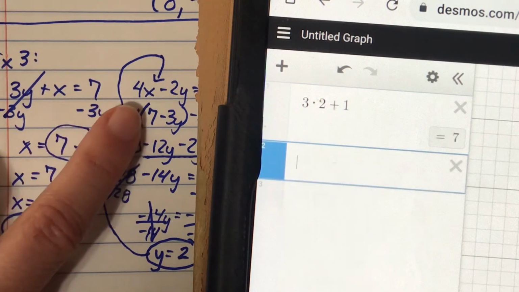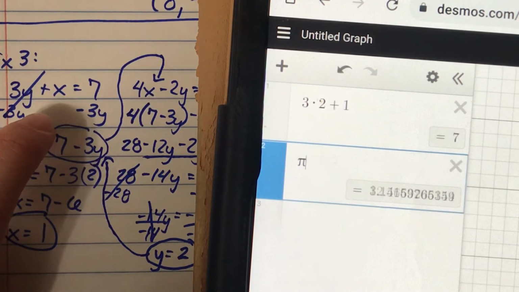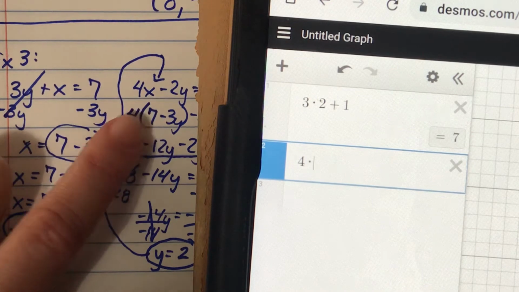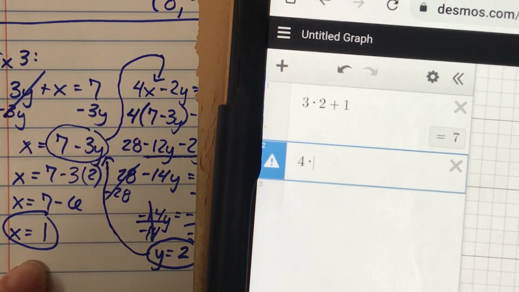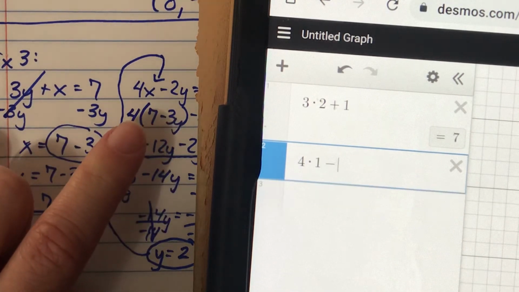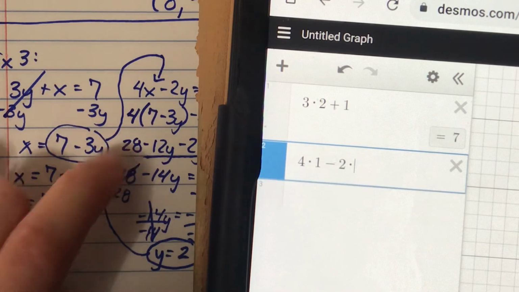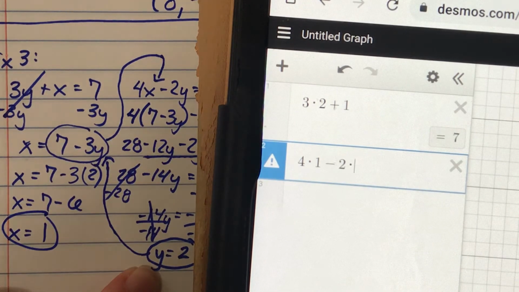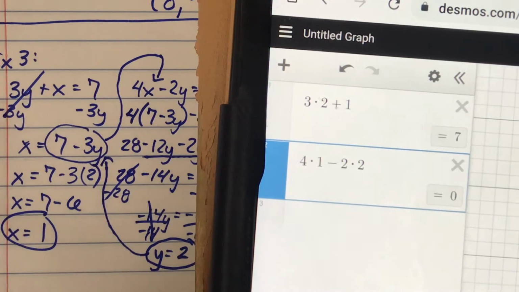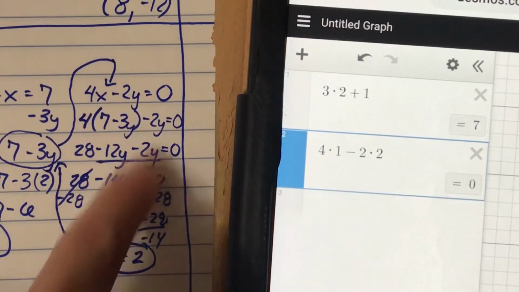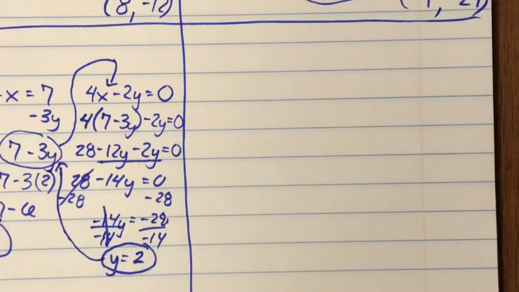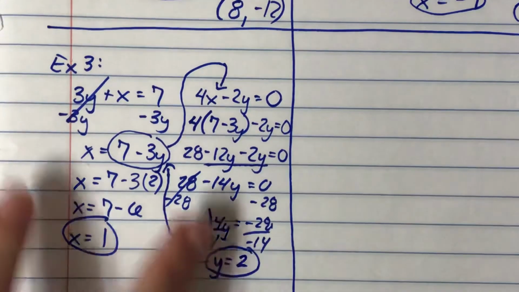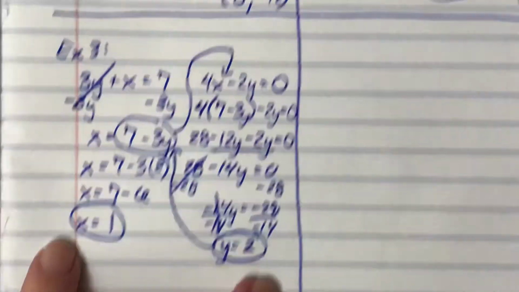And then I check the second one, 4 times the x value, which was 1. So 4 times 1 minus 2 times my y value, which was 2. And that should equal 0, which is exactly what that second equation said. So it checks out. I know that my x and my y value make both of my equations true. And so I have the right answer.